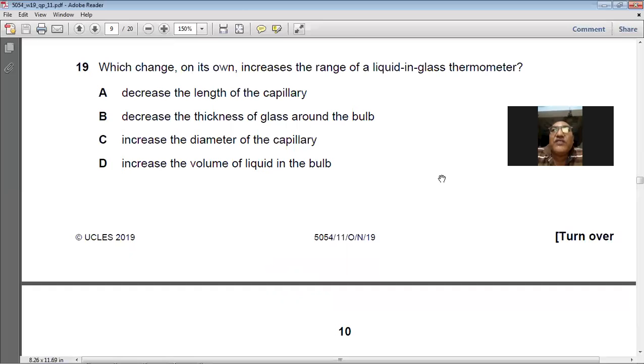Don't confuse it with the sensitivity, because most of the time he asks you questions on how to increase the sensitivity of the thermometer. Sensitivity of the thermometer and the range of the thermometer are basically opposite to each other. But this time the question is not on the sensitivity, but on how to increase the range of the thermometer. So here you have to increase the diameter of the capillary. So C is the right option. Question number 19, C is the right option.